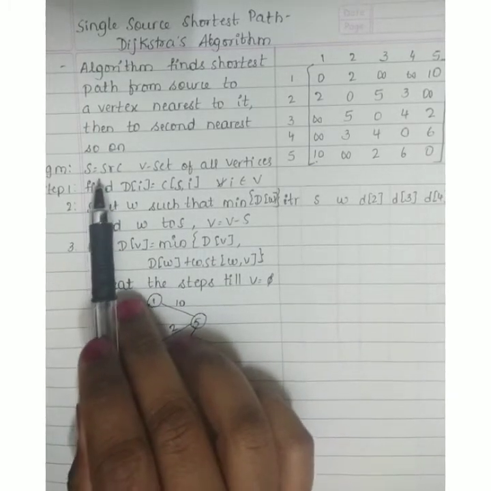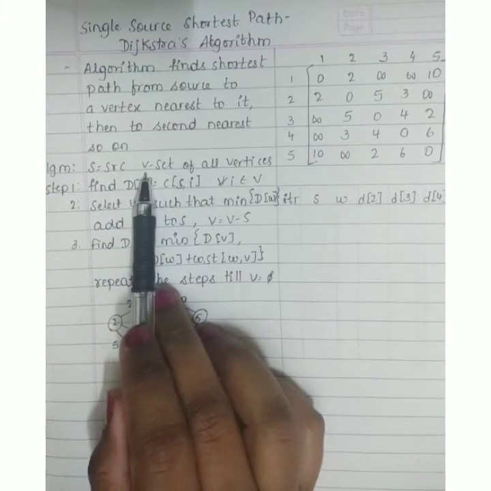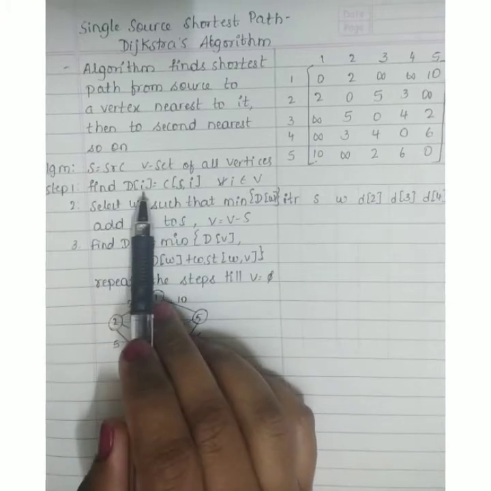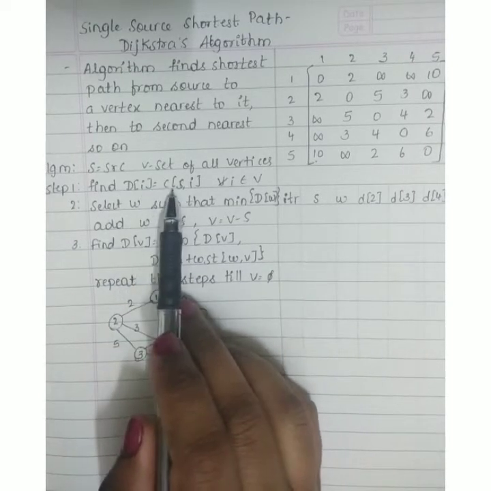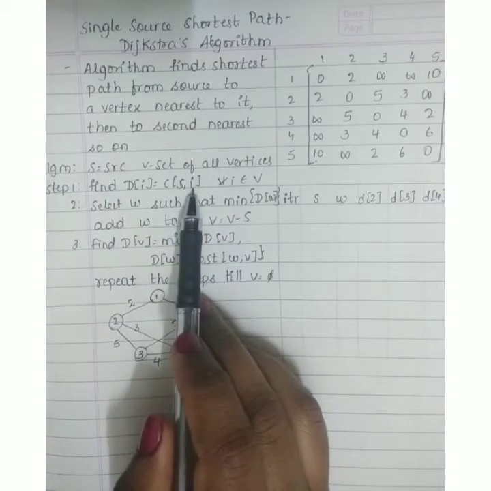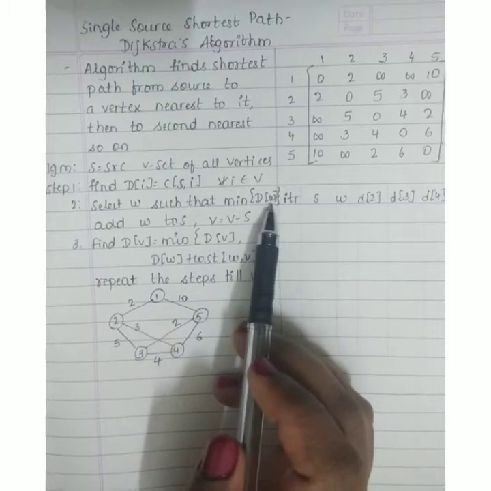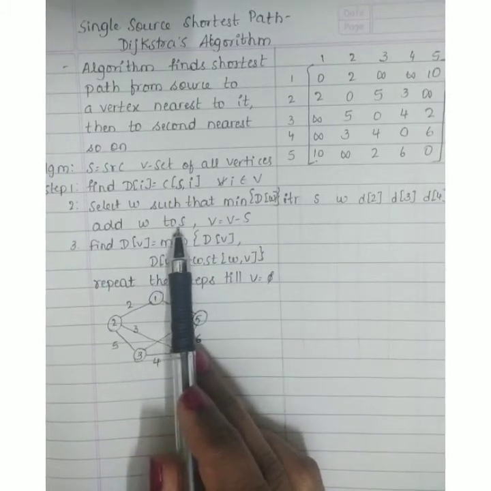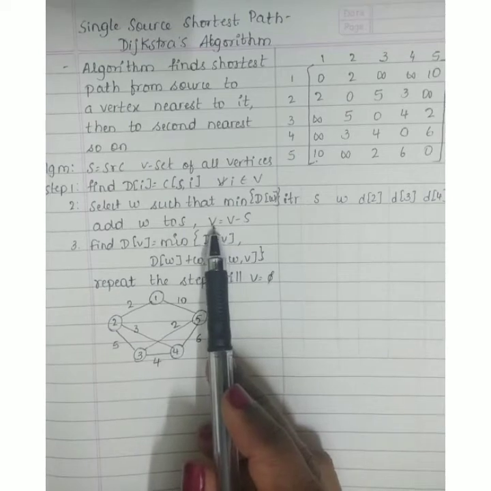So the algorithm is like this. We consider S to indicate the source. We indicate V as the set of all vertices. The first step will be identifying the distance d_i, which is the cost from source to vertex i. Then we'll select w, which is the minimum of all the d_w's, and we go on updating the S set, and we'll be reducing the V set.